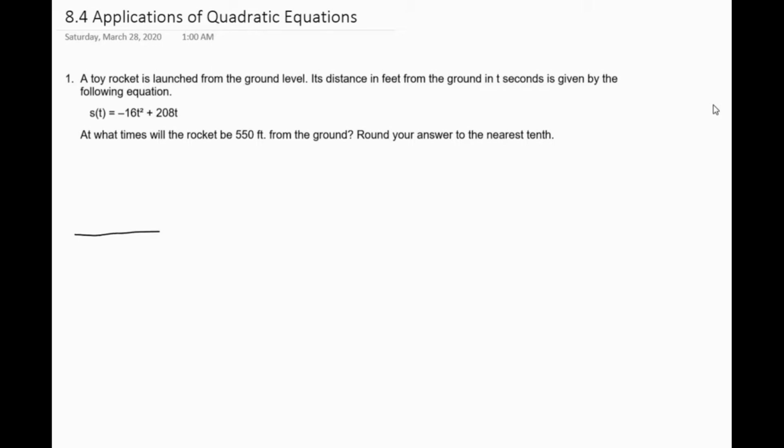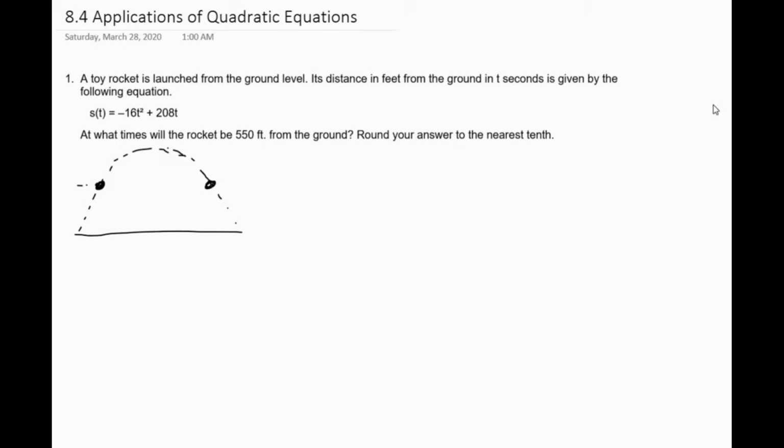Okay, so what's going on here is I've got a rocket that's going up and coming back down. And the height at any given time is given by this equation. At what times will the rocket be 550 feet from the ground? Let's say 550 feet is at this height. So it's going to be at 550 feet on the way up, and then again on the way down.